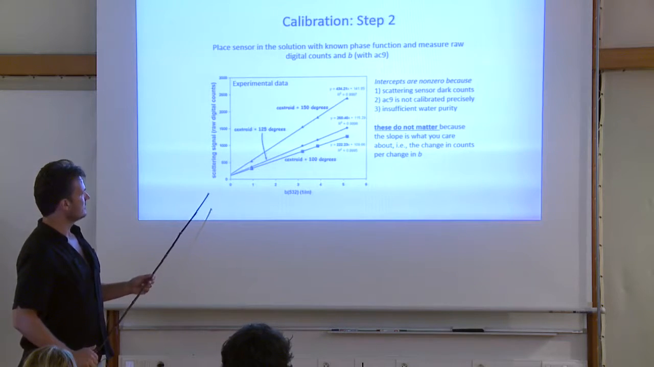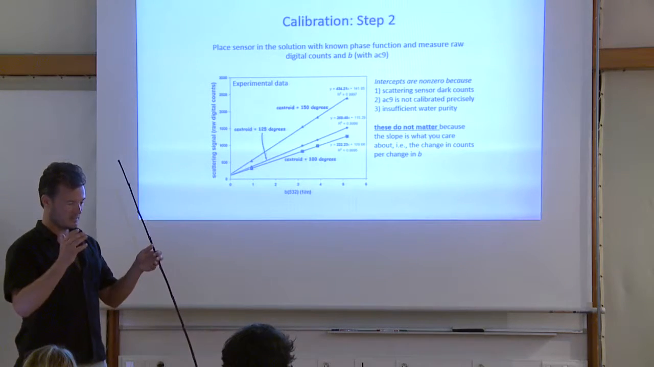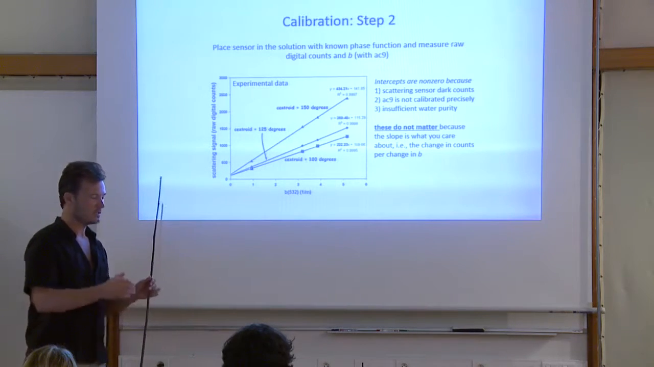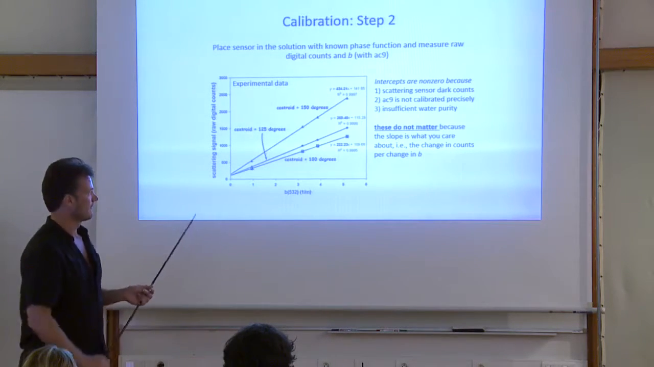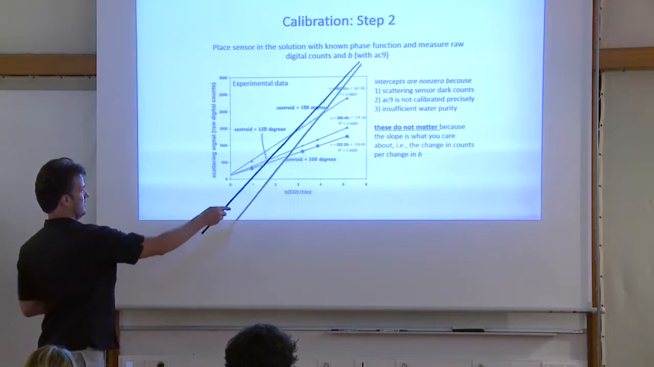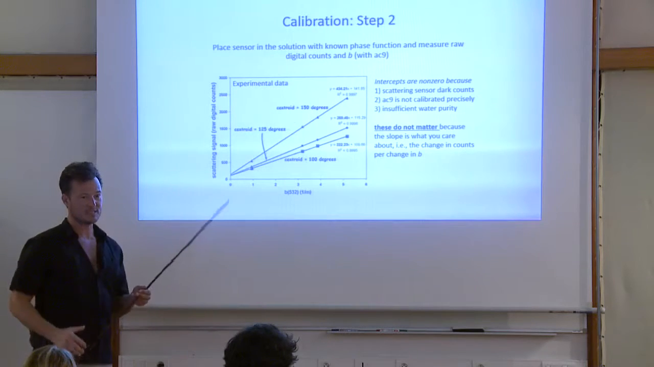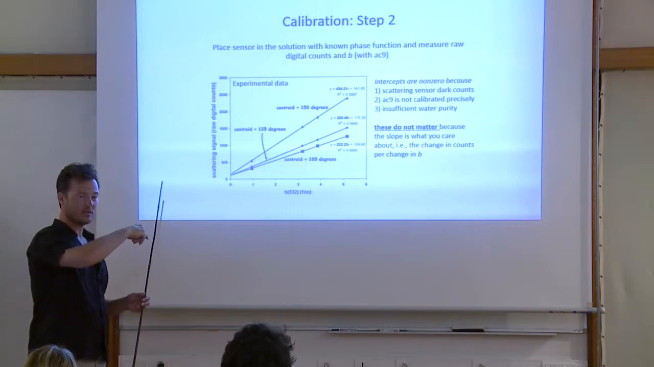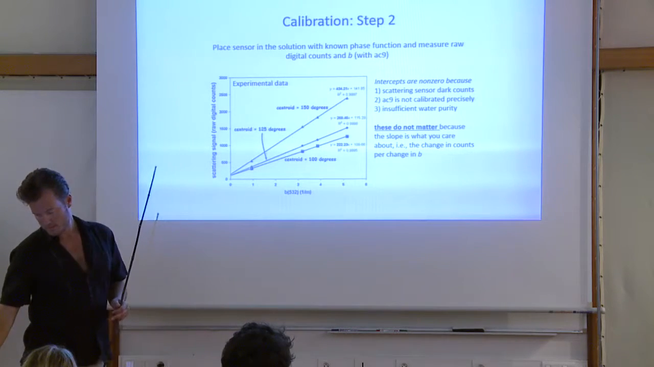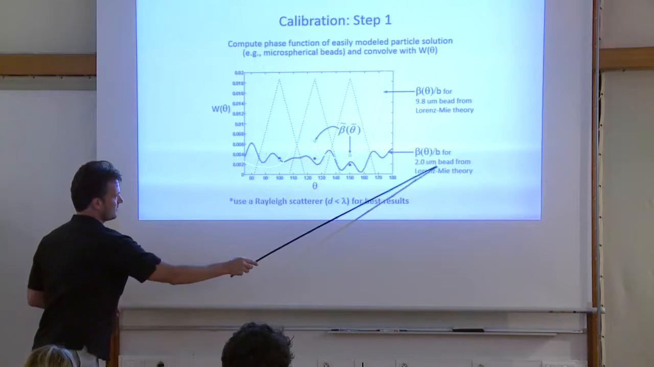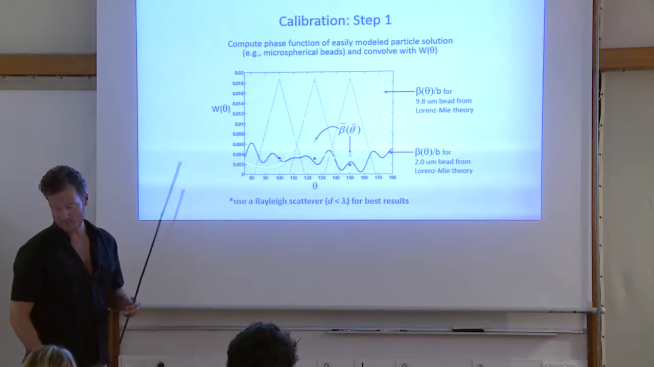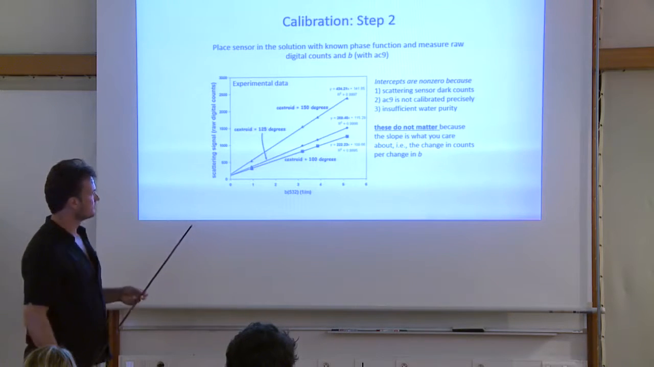So once you have that, then you can stick the sensor in a solution of those beads, and you can do a suspension series of those beads. And if you can measure the b, the total scattering, within an AC9, then you can see the volume scattering function, because from here, we have this specific weighted phase function. I should point to this specific weighting function for every measurement.